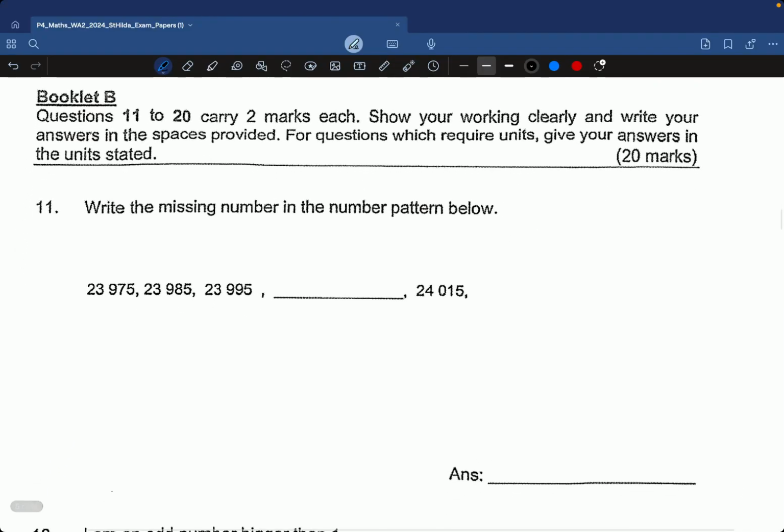Let's move on to the next question. All right, question 11. Write the missing number in the number pattern below. So we have 23,975, 23,985, and 23,995. Can you see the difference between each of these numbers?